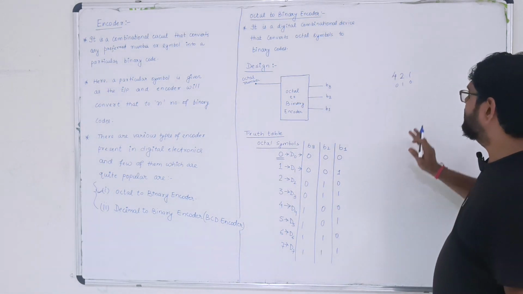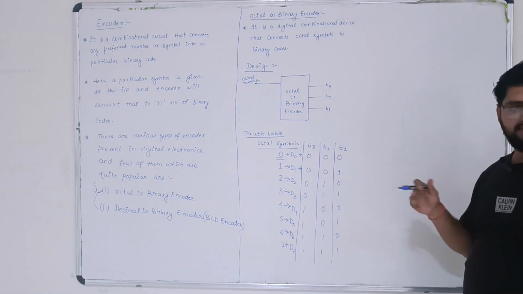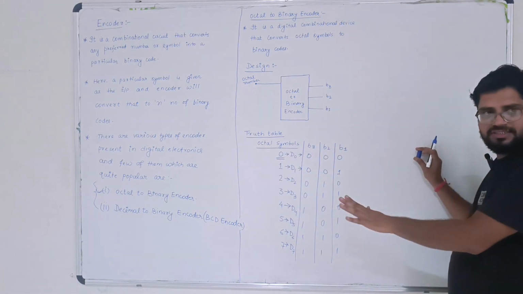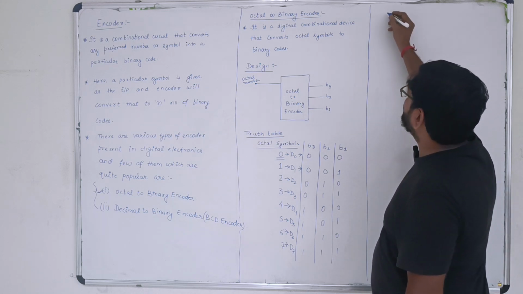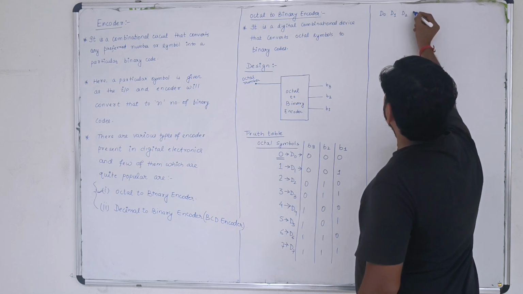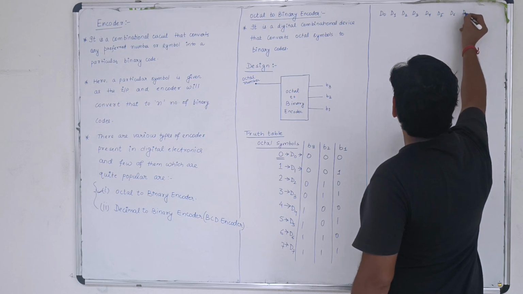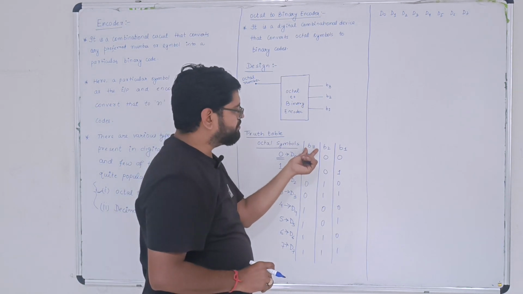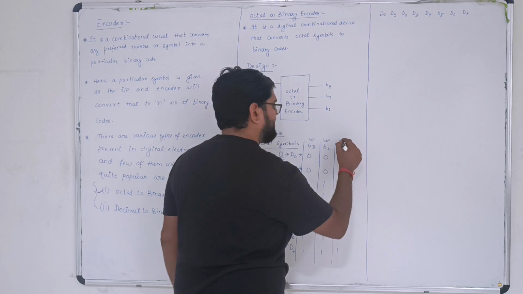After having this truth table, we'll directly go for the design. We'll not have any kind of Boolean expression because we are not using any kind of combinations or anything else. The design process is somewhat different from the normal combinational circuit. We'll use D0, D1, D2, D3, D4, D5, D6, and D7. Now we have to design B3, we have to design B2, we have to design B1.